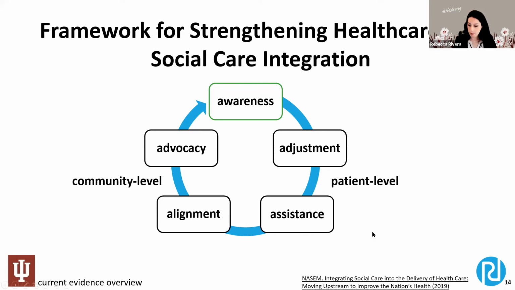And so this framework is really great because it allows us to compare across different studies. There's a lot of individual interventions going on at different institutions. Some institutions are way ahead, like they're at the alignment level. But this allows us to have a more concerted and maybe scalable approach to addressing social needs in the clinic.